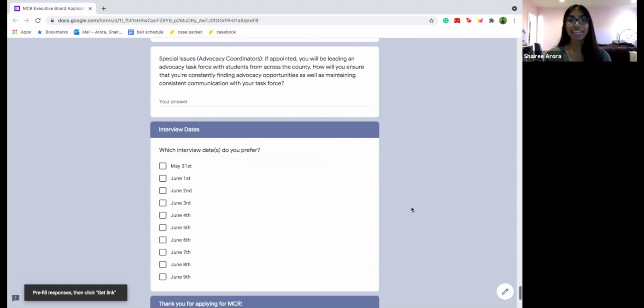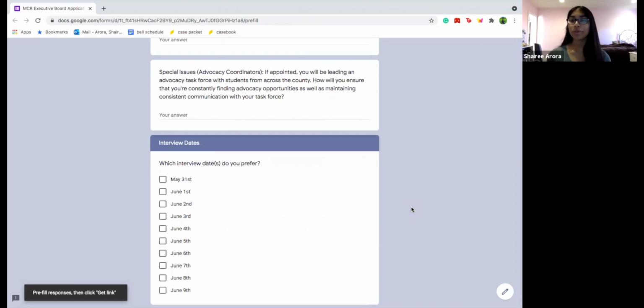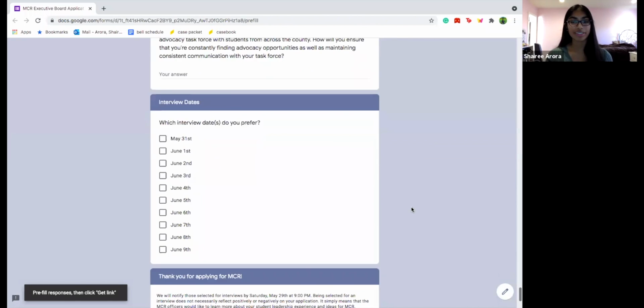So then the next section is interview dates. So again, we will be having interviews for as many applicants as possible. So just in case we would like to have an interview with you, to get to know you better, please fill out which dates you would prefer to have an interview. Please, we ask that you add as many dates as possible so we have some flexibility with scheduling those interviews.